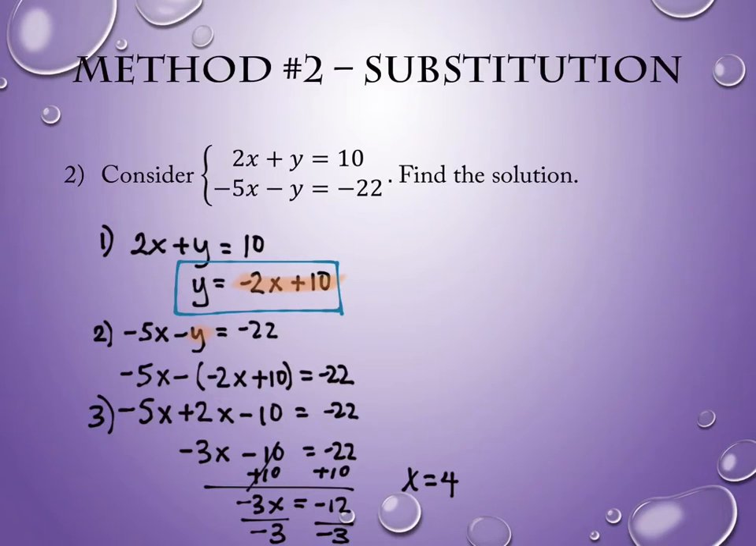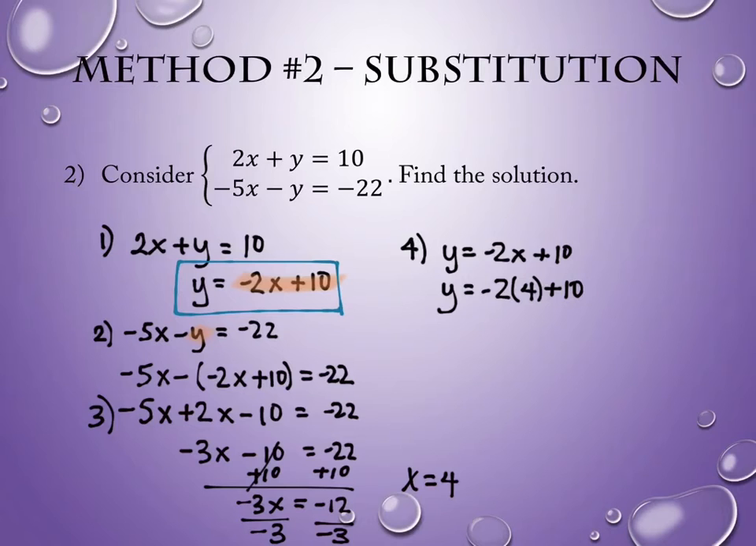Why? It's already solved for y. Okay, any of the other equations will work, but this one's kind of nice because it's already solved for y. So step 4, I'm going to take that equation that's already solved for y, and I'm going to plug in the value that I just got for x.